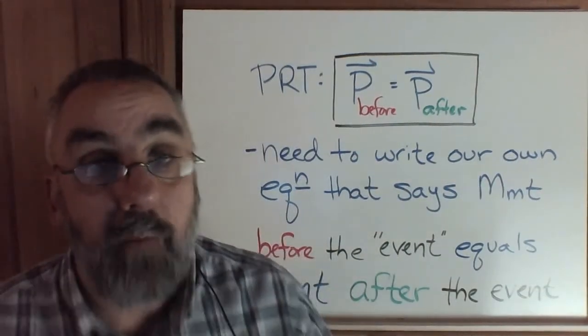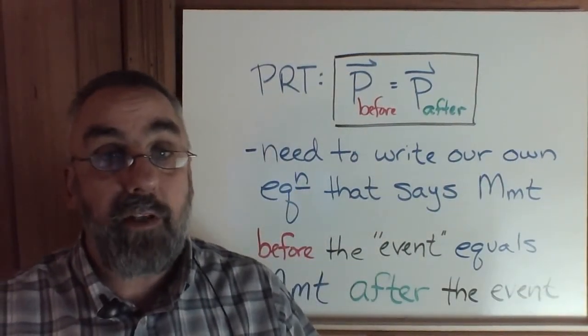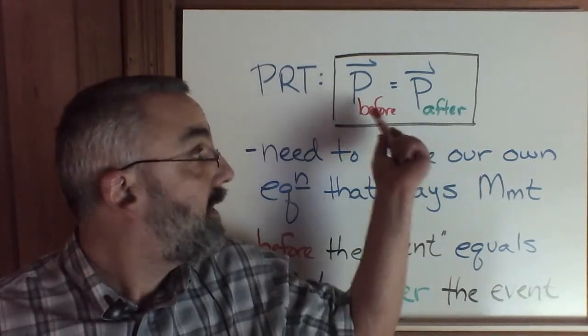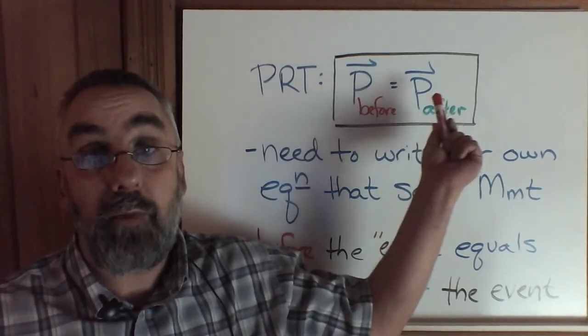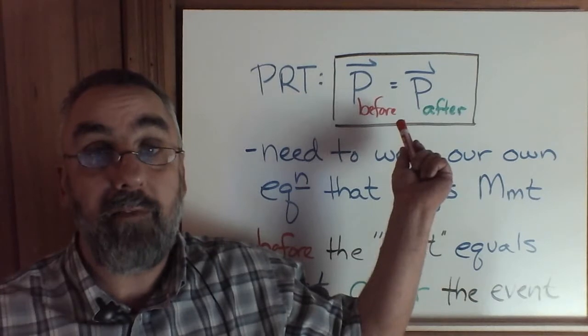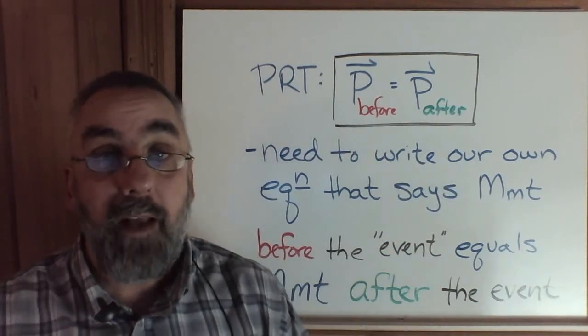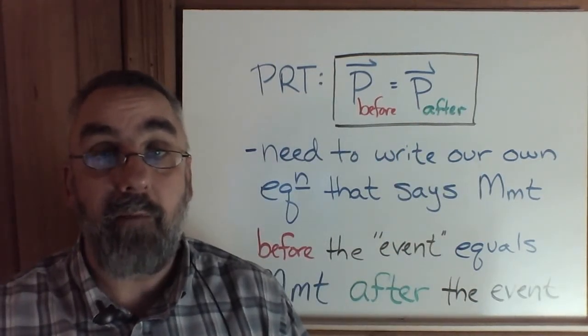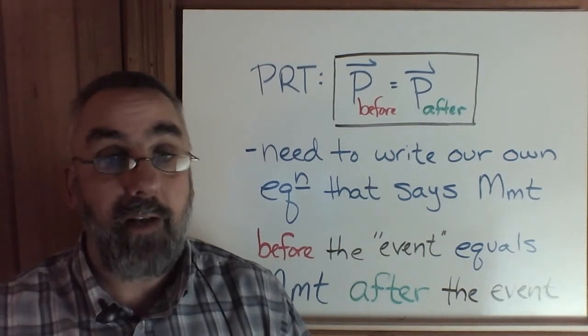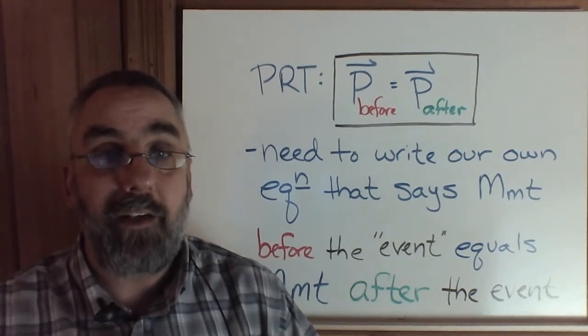In your reference table, your PRT, the only equation they give you for momentum conservation is this: the P before equals P after. The momentum before some event is equal to the momentum after the event. And I know that doesn't seem like much, but that's the power of the conservation laws. What's missing is the during part.